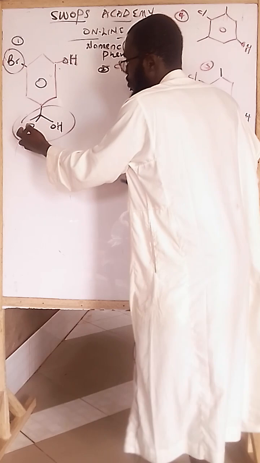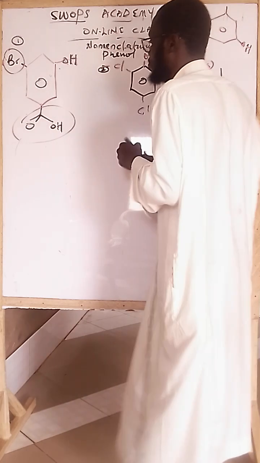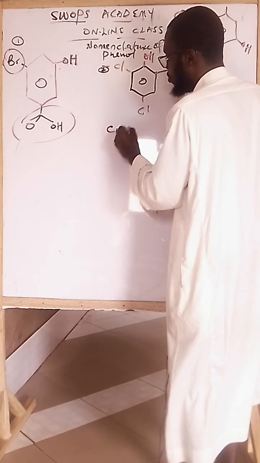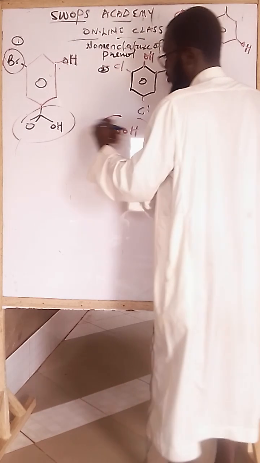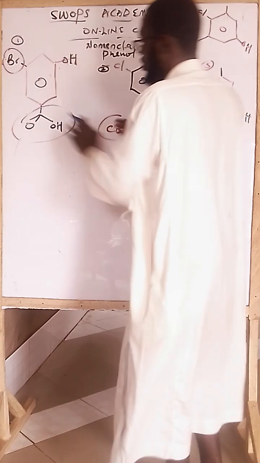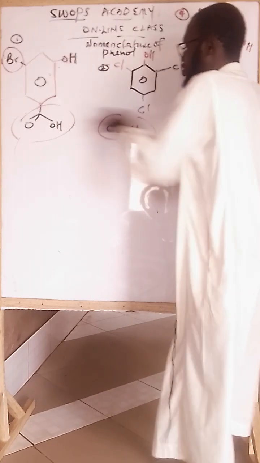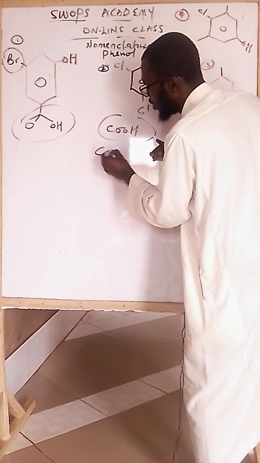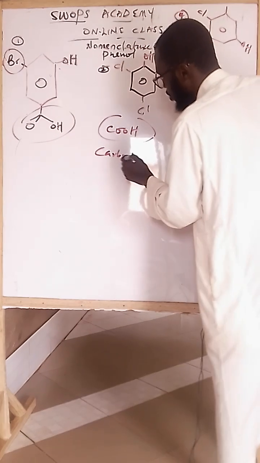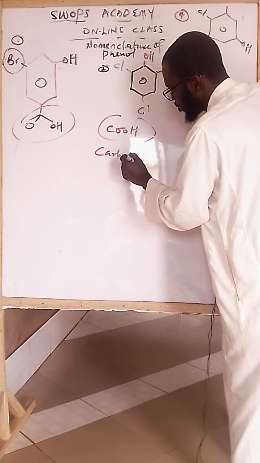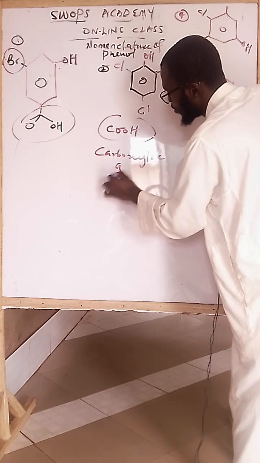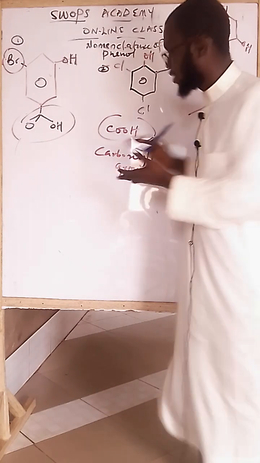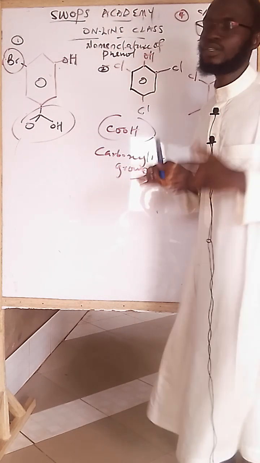You know, when we have O with OH, it means it is a carboxylic group. There is one C at this junction here. It is COOH. This is the structural formula for this. We call this COOH a carboxylic group. Are we together? Which signifies an acid, an organic acid.